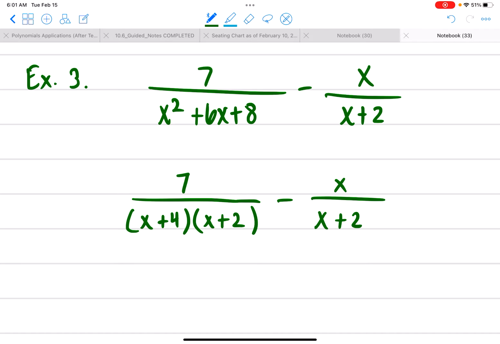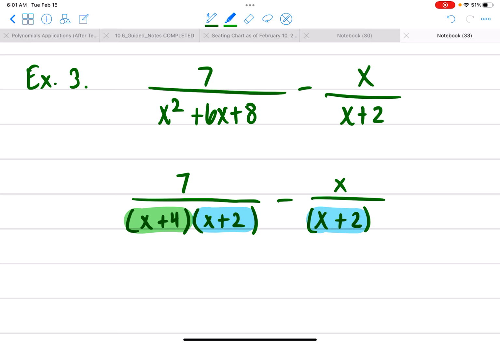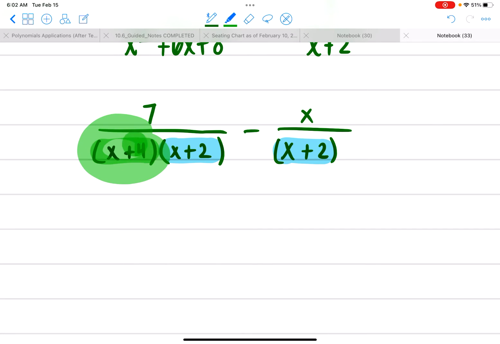Okay? So now the question here is if we want a common denominator, right? Like what should we make the denominator if we want a common denominator? And what I've done here is I've highlighted the fact that both fractions already have the x plus 2 in them. So we don't really need to multiply by x plus 2 here. If we want a common denominator, then really all we need is to make sure that everybody has this x plus 4 as well. And then we're good. So all we're going to do here is we're just going to tack on this x plus 4 on this fraction over here on the right. So he's good to go. Now we have a common denominator.